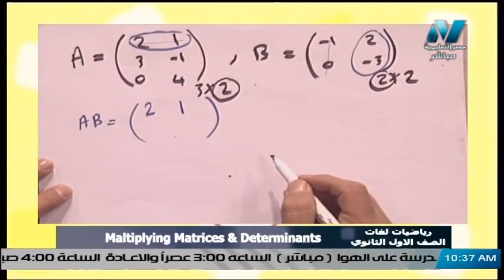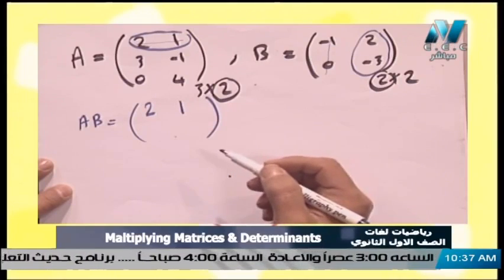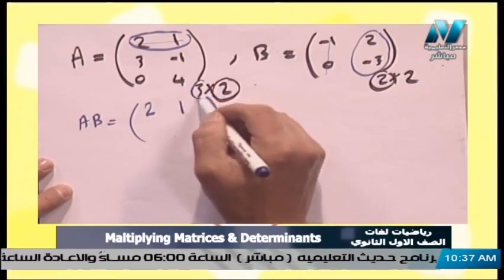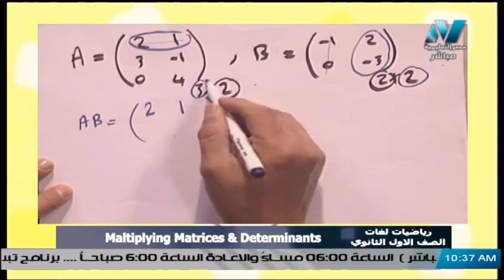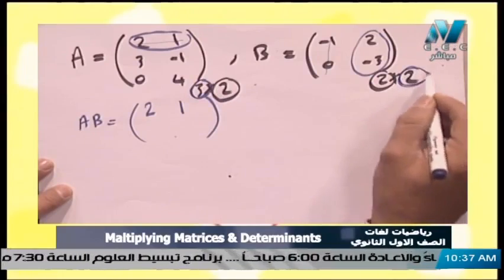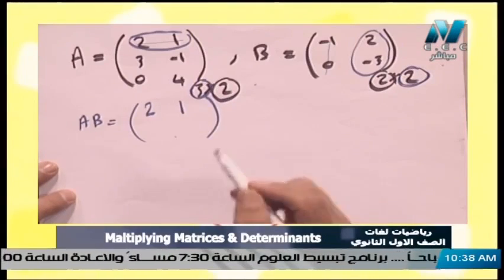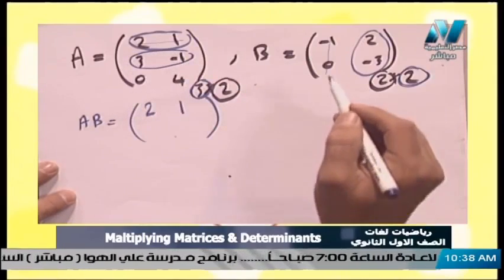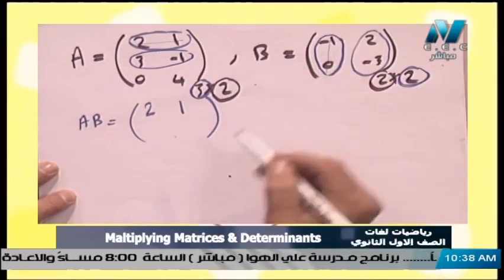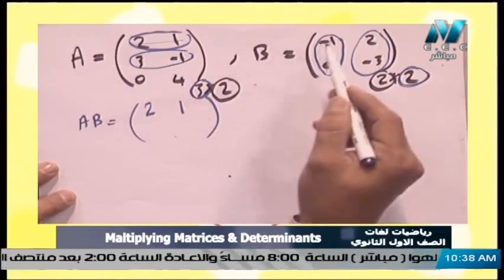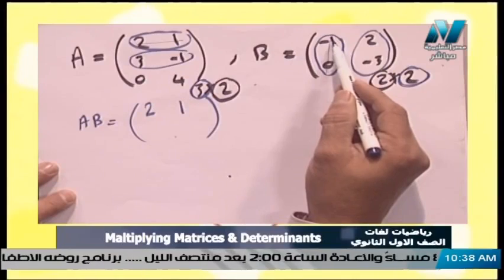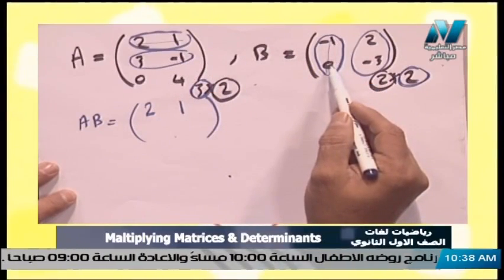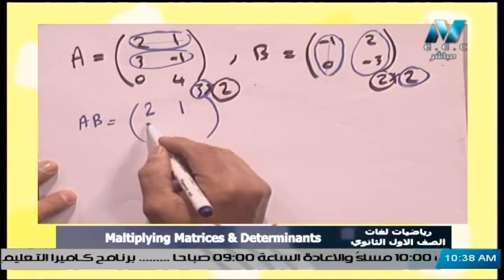And remember, my dear students, that the expected matrix will be 3 by 2, 3 rows and 2 columns. Okay, let's move to the next row here. We multiply it by the first column. 3 times negative 1 equals negative 3, plus negative 1 times 0 equals 0. So it equals negative 3.